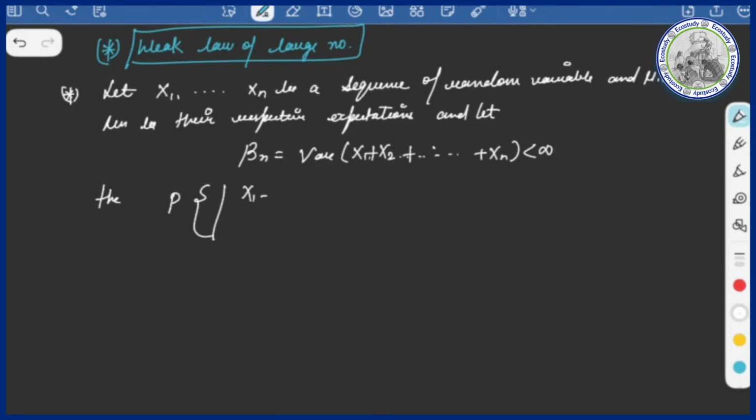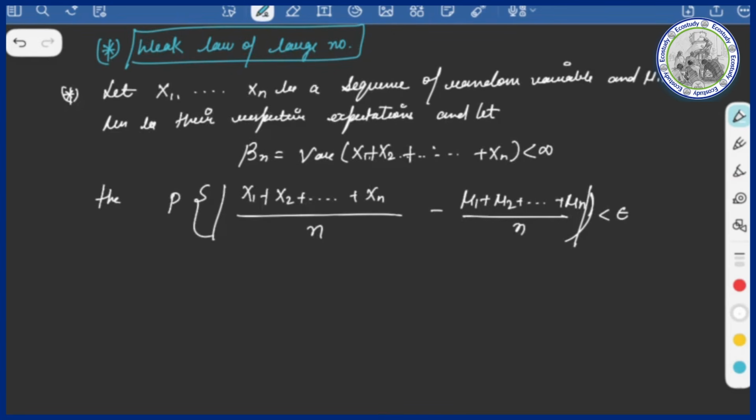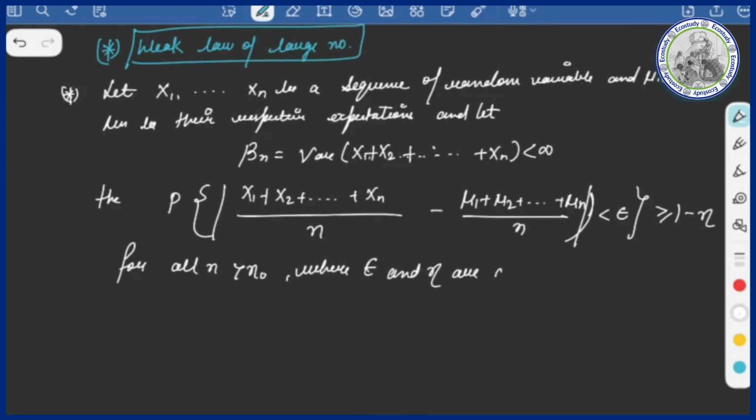Then probability of the absolute value of X1 plus X2 plus dot plus Xn divided by n, minus mu1 plus mu2 plus dot plus mu n divided by n, less than epsilon, is greater than 1 minus eta, for all n greater than n naught, where epsilon and eta are arbitrary small positive numbers, provided limit n tends to infinity Bn upon n square tends to 0. So this is the condition of the weak law of large number.